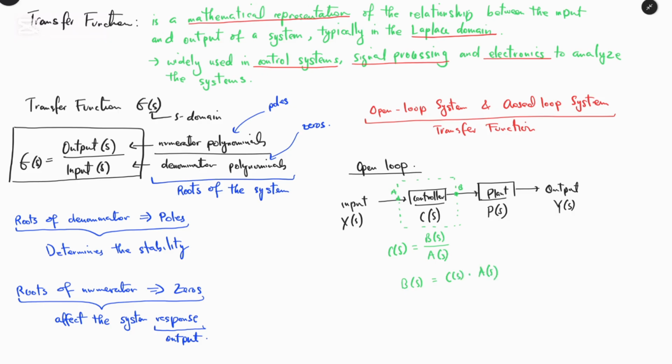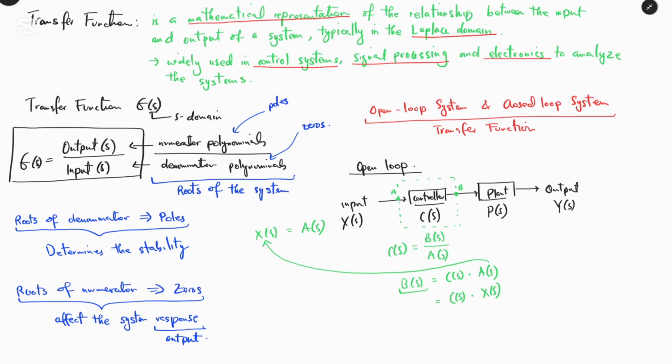And simply, the signal output of B of S is equal to C of S dot X of S, because there are no other block diagrams in between. So from this we can see that X of S is equal to A of S. Such analysis can be more helpful if you want to analyze a system. So we can see that A of S is nothing but X of S.